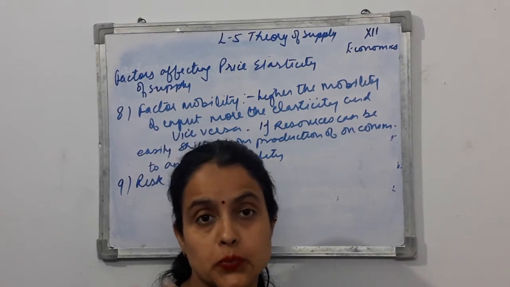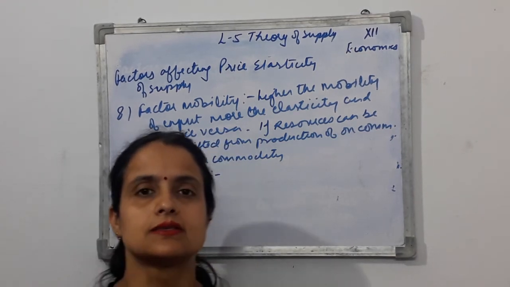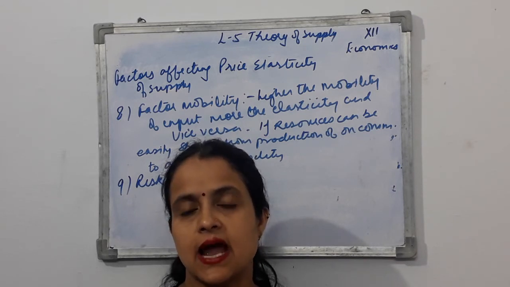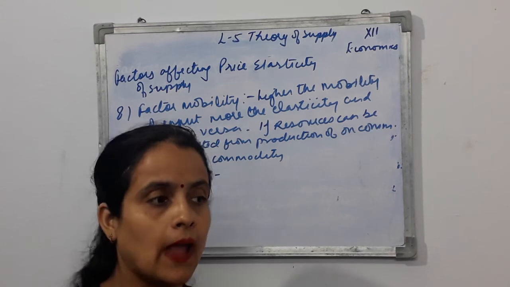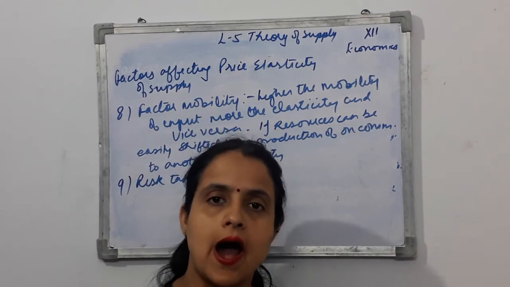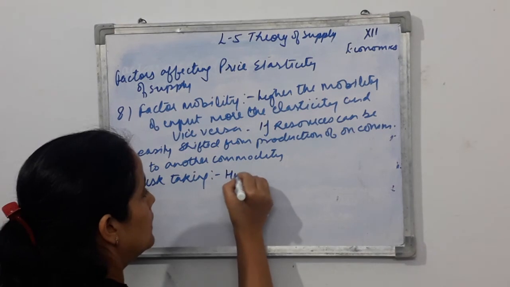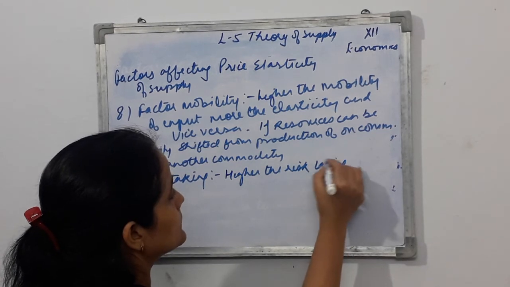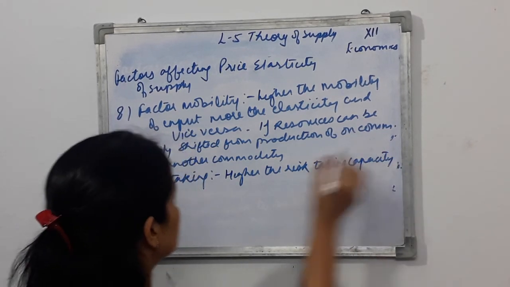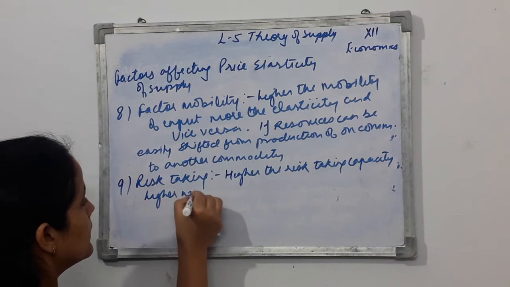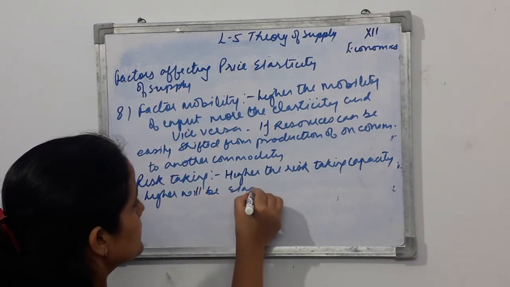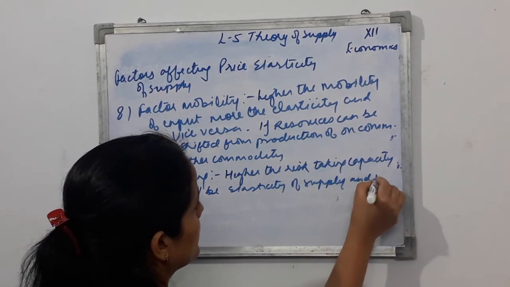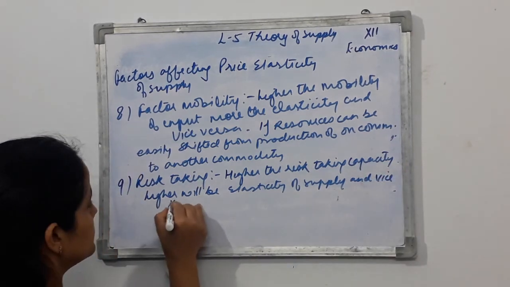The supply is going to be more elastic. But if an entrepreneur or the person is of a nature of not taking a risk, always takes a safe way, or he's not a risk taker, then in that case the elasticity is going to be low. So higher the risk taking capacity of a producer, higher will be the elasticity of supply, and vice versa.